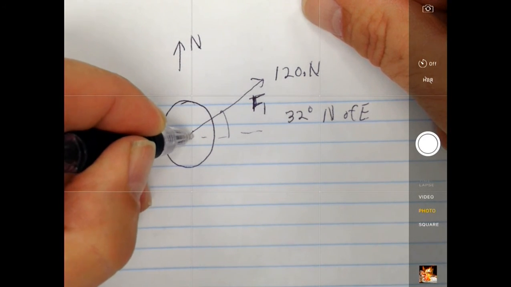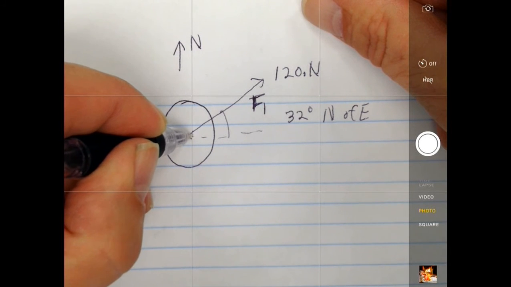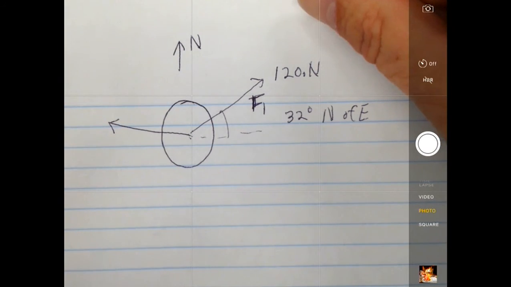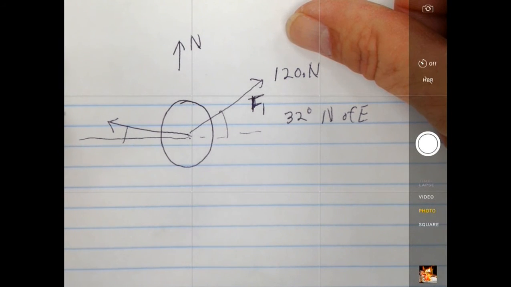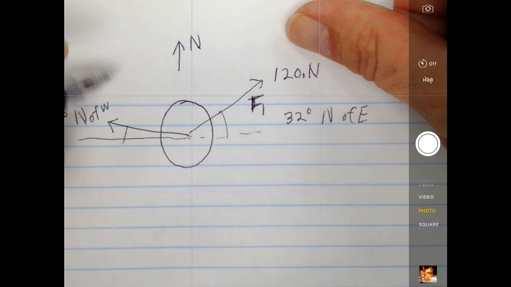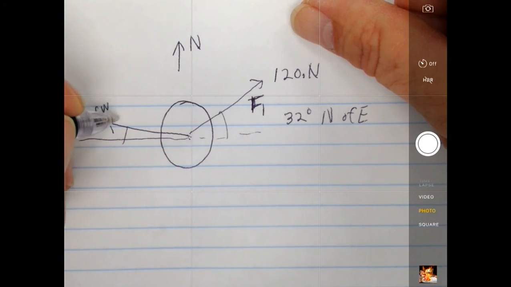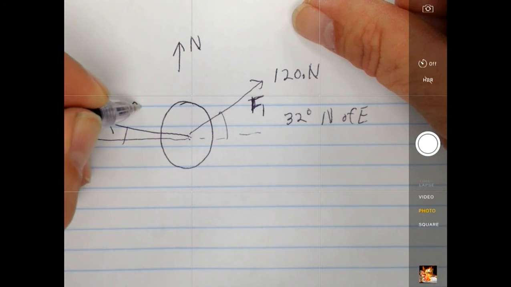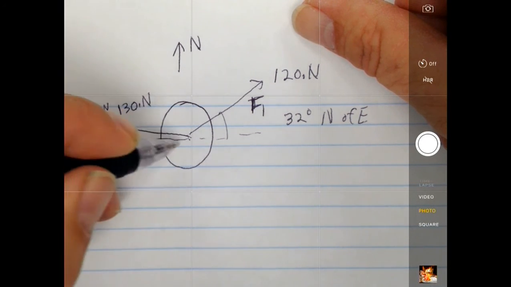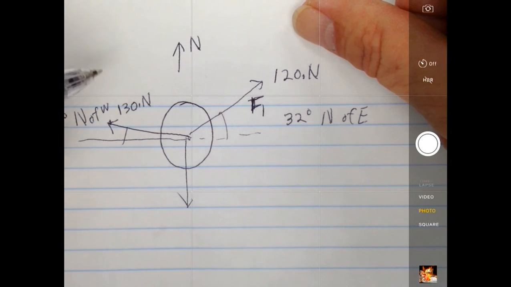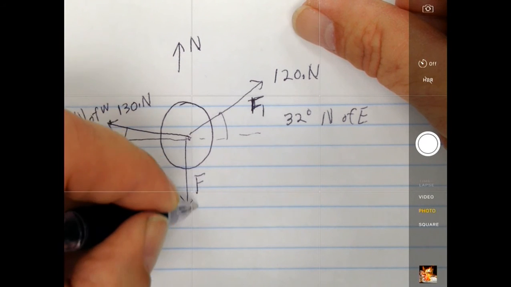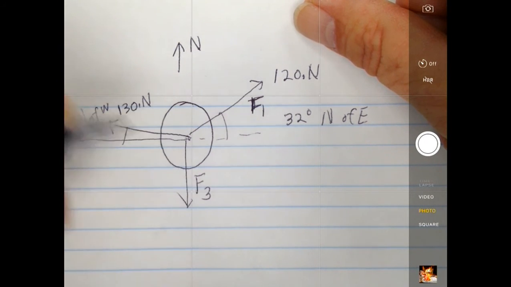Costa is pulling on it off at some crazy angle like this. This is an angle of 15 degrees north of west, and he's pulling on it with a force of 130 newtons. And then finally, the third person is pulling on it with force F3.